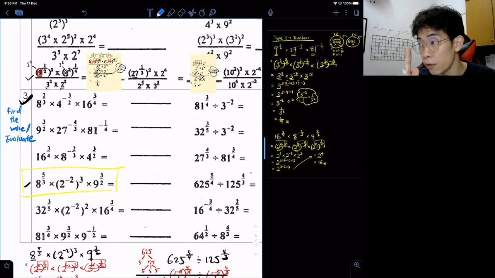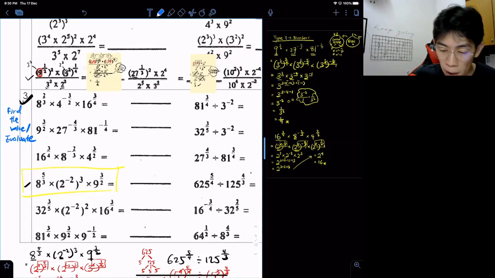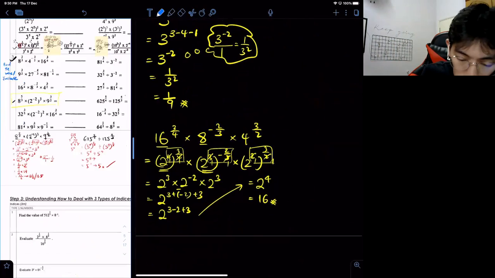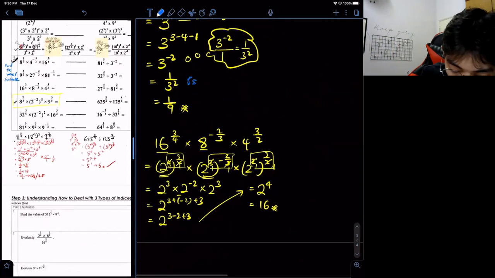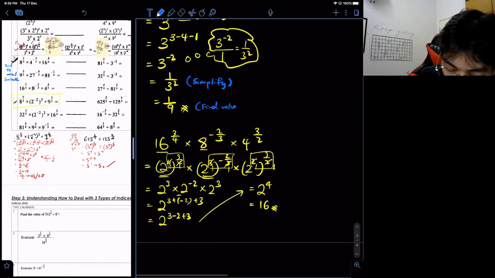Okay, but if there is a question that says simplify, in a while you will see. As for Ewan, you mentioned, is there any case where you will write 2 power 4? It is when they write the word simplify. I'm going to write it over here now. If they say simplify, you stop here. This one is about find value, or maybe evaluate.